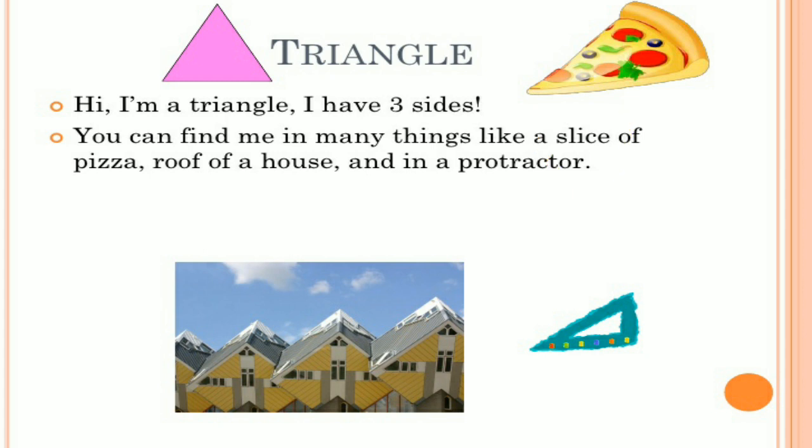Roof of a house is also a triangle, and a protractor is also a triangle shape. So we find a triangle in many shapes. Also, a Christmas tree is like a triangle, and we find many things around us in a triangle shape. So students, you all learned about triangle shapes. Very good. So now we are going to learn the next shape on the next slide.